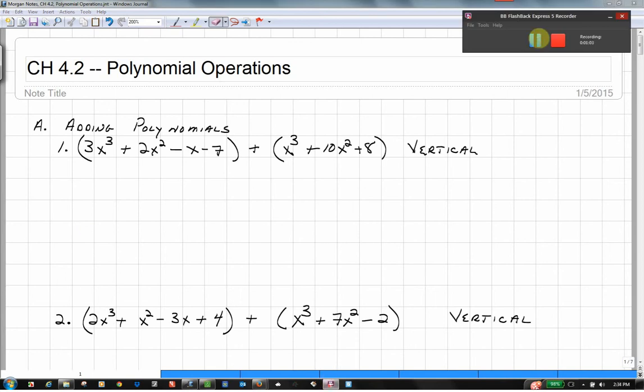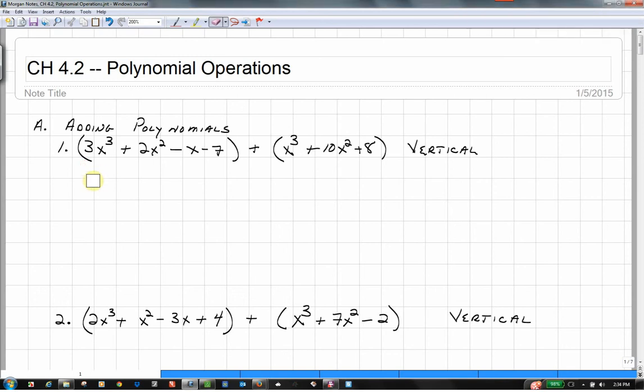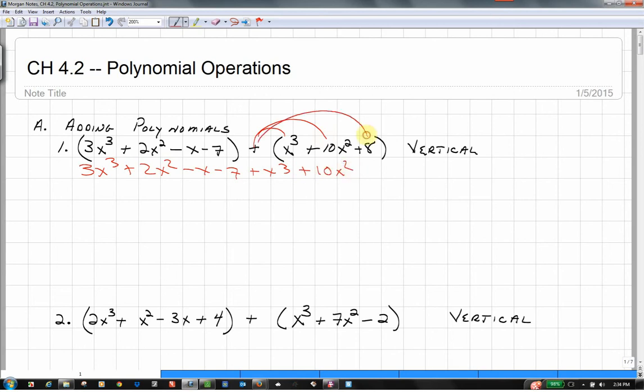Okay, so what we're going to do is it's 3x cubed plus 2x squared minus x minus 7. So this plus x cubed plus 10x squared plus 8. And now I'm going to combine like terms.